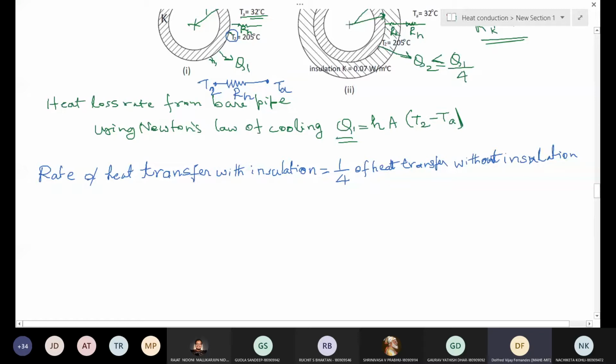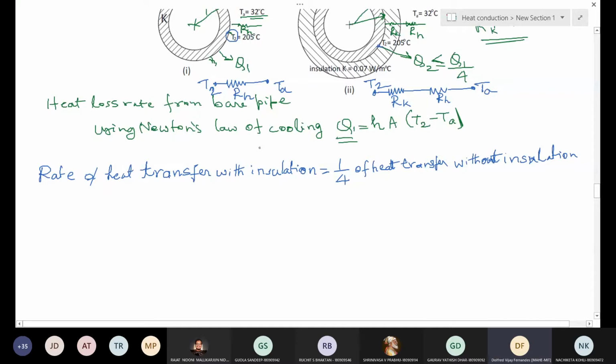When it comes to the insulated pipe, we have two resistances. One is the conduction resistance RK. The next is the convection resistance RH. But the temperature difference here remains the same, because the temperature outside the pipe is given in the problem and will remain the same, and the outside air temperature will also remain the same.